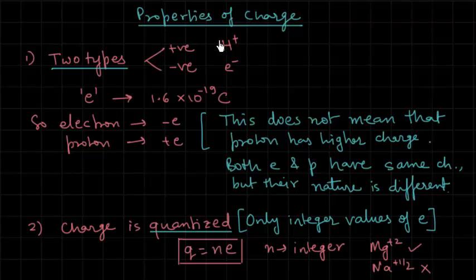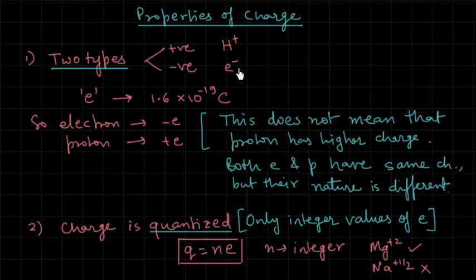Before we move forward with atomic structure, since we will be dealing a lot with electrons and protons, let's talk about the properties of charge. These properties can be applied to any charge, not just proton and electron. They are very fundamental properties. You must be knowing most of them already. First, charges are of two types, positive and negative. For example, if a hydrogen atom breaks into the ion H+ and electron E-, the E- will have negative charge and H+ will have positive charge.